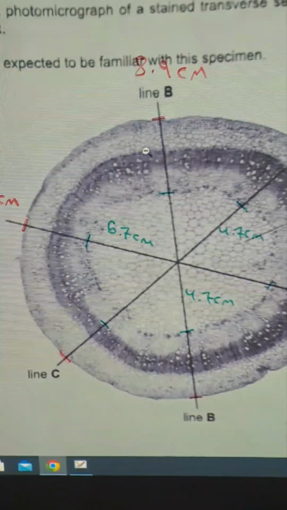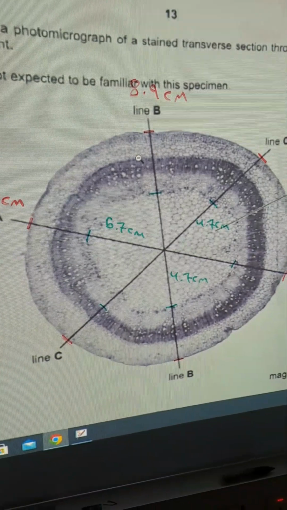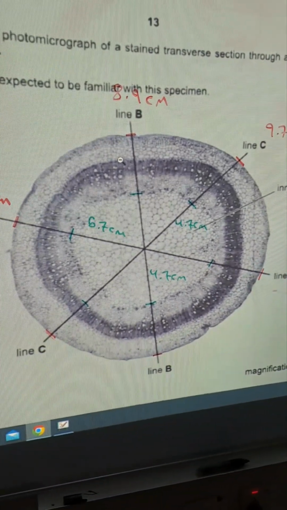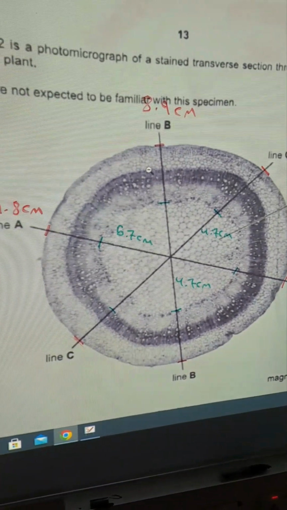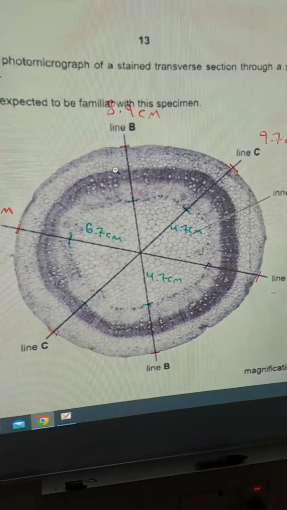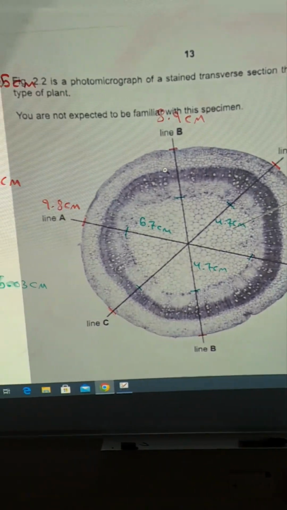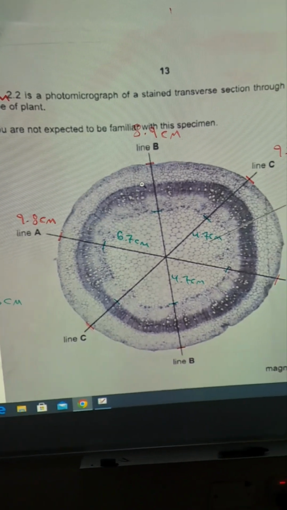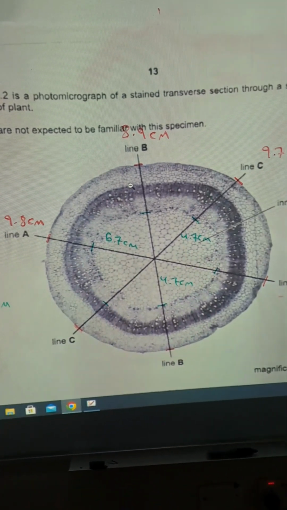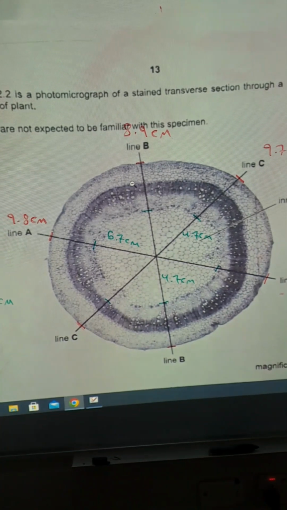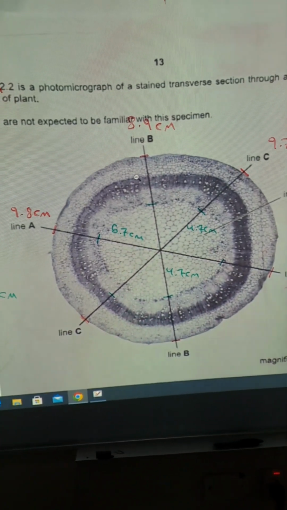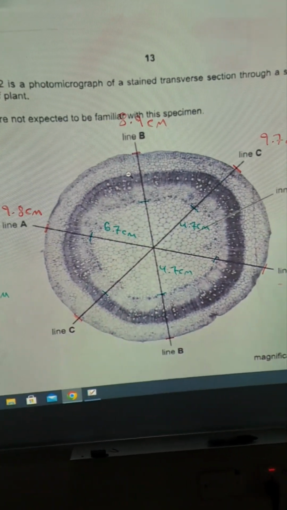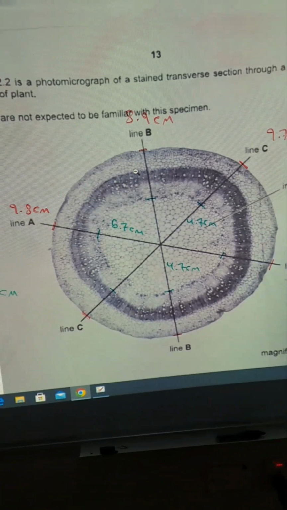Okay, the next part of the question asks you about making some measurement and some calculation. The question asks you to calculate the mean length for the outer layer and the mean length for the inner layer, and then to find the actual length for the outer layer and the actual length for the inner layer. So how to do that?